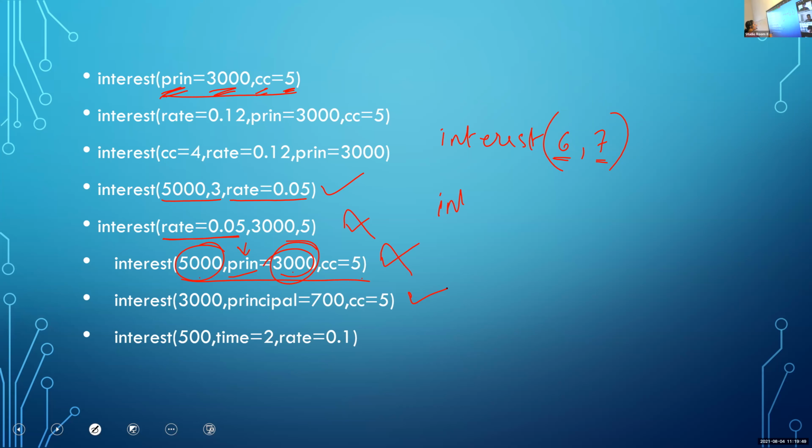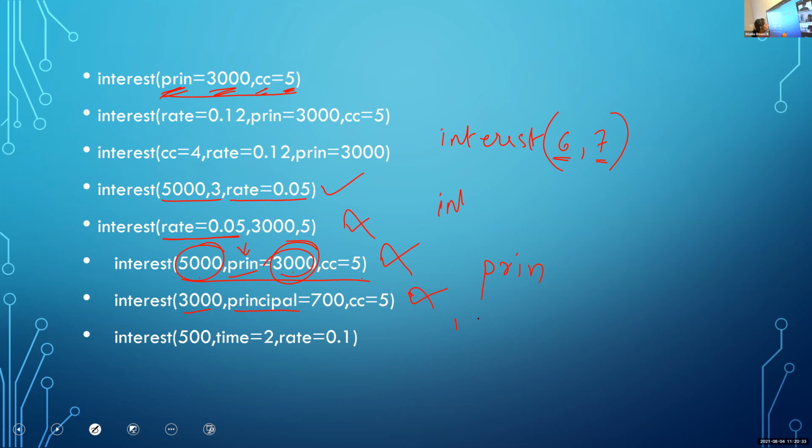That is the first reason. After 3000, I am giving a keyword name as principal. Here, our argument name is print, not principal. Even if it were print, it is not valid because this 7000 and 3000 are assigned to the same argument. So it is not valid either way. There is no keyword like this. Our keyword name is PRIN, but here I am giving PRINCIPAL. So this is not in our function, so it is invalid.